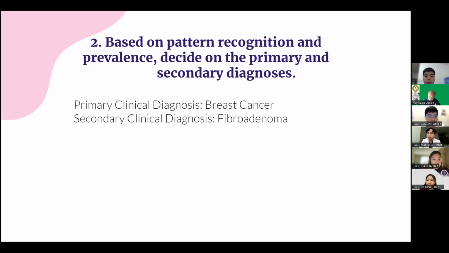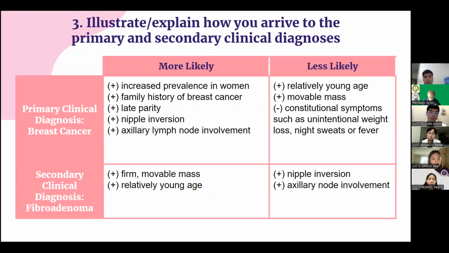Next slide, please. So based on this information, our primary clinical diagnosis is breast cancer, and our secondary clinical diagnosis is fibroadenoma. I will explain this further in the next slide. So we are considering breast cancer because of these reasons. First, because breast cancer has an increased prevalence in women. Breast cancer actually occurs 100 times more frequently in women than in men. And so the fact that our patient is female points more towards breast cancer.